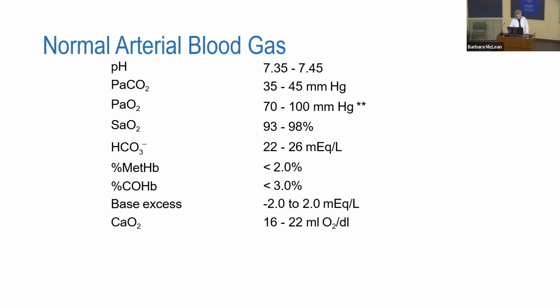13.6. That's your arterial content. Normal arterial content is 16 to 22. So is your content already low? Yeah, because you're at 13.6. Your arterial content is low.